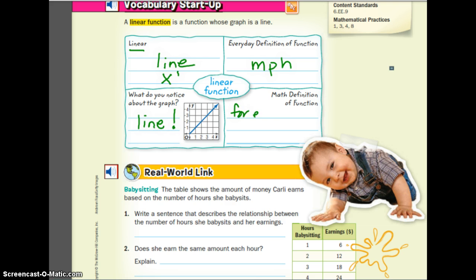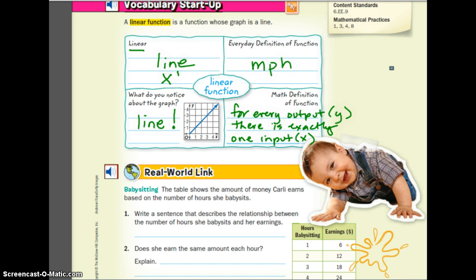And last thing, math definition of a function. For every output y, there is exactly one input for x.